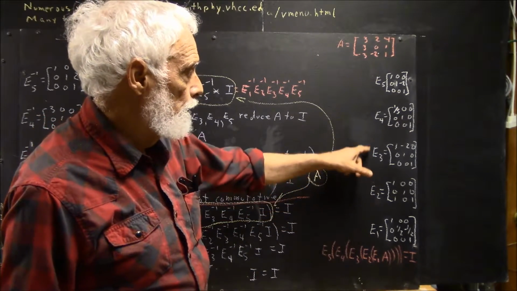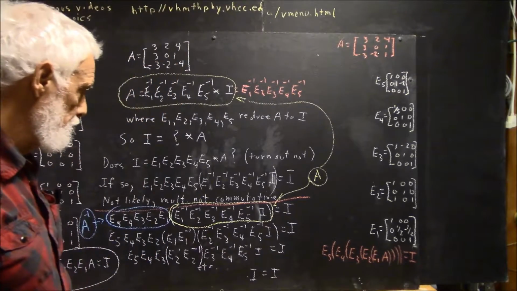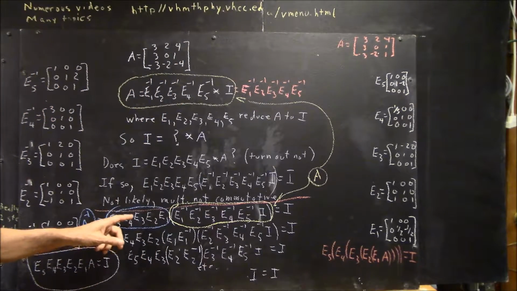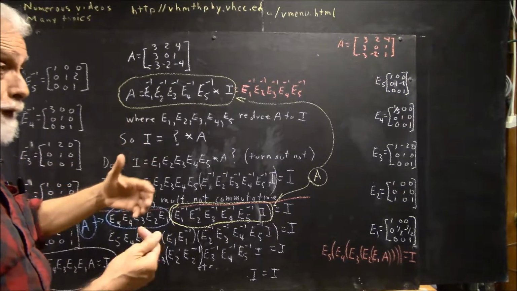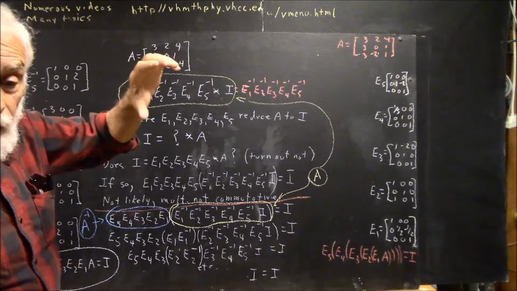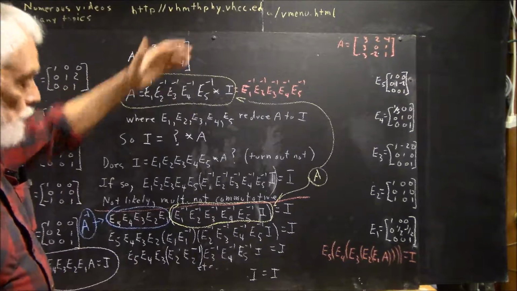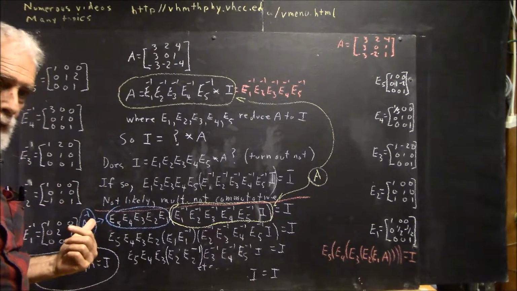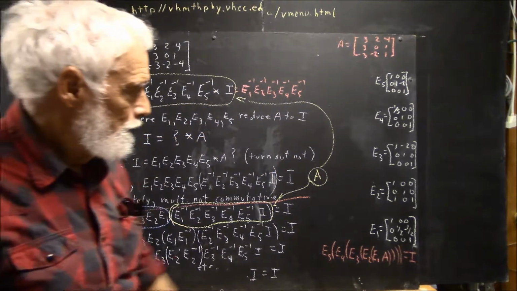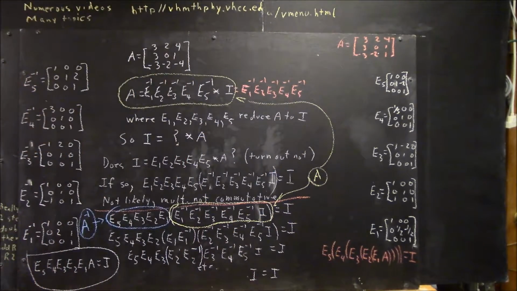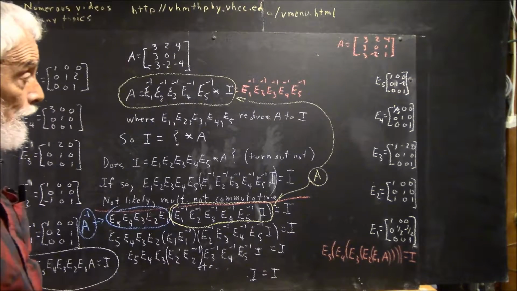So A inverse is the product E1, E2 to the left, E3 to the left, E4 to the left, E5 to the left. E5, E4, E3, E2, E1. And that's why the row reduction of the A matrix augmented by the identity matrix reduces down to where we have the identity matrix on the left, and the matrix on the right is the inverse, having gone through these transformations.